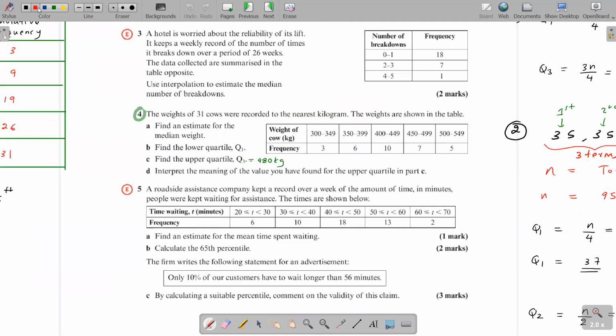So you can say 75% of cows weigh less than 480 kilogram, which is the Q3. That is the Q3 value. So 75% of the cows are going to weigh less than that. Okay.